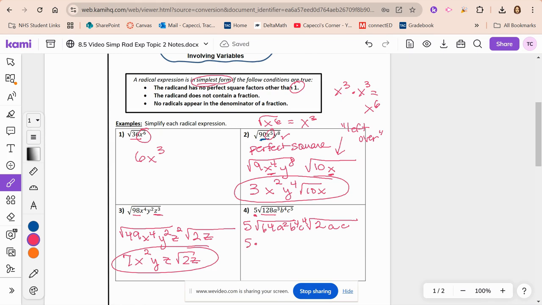Again, bring down my 5. Square root of 64 is 8. I get a to the 1st, b to the 2nd, c to the 2nd, times the square root of 2ac. Last thing I have to do to clean it up is take 5 times 8, which gives me 40. So the answer is 40 a, b to the 2nd, c to the 2nd, times the square root of 2ac.